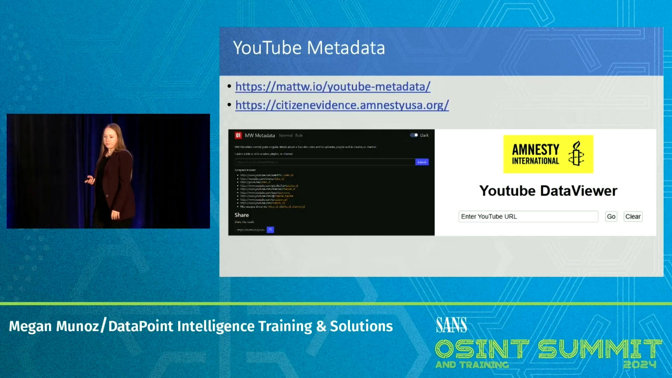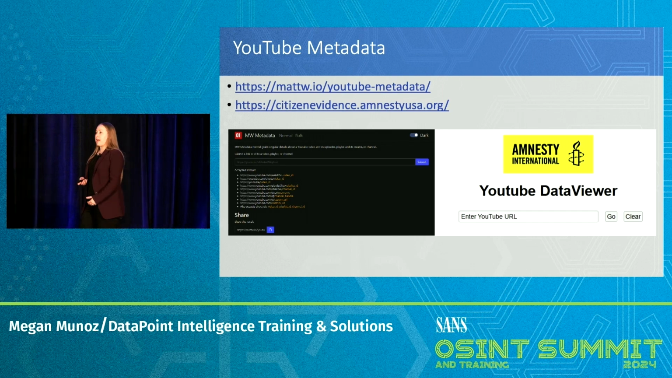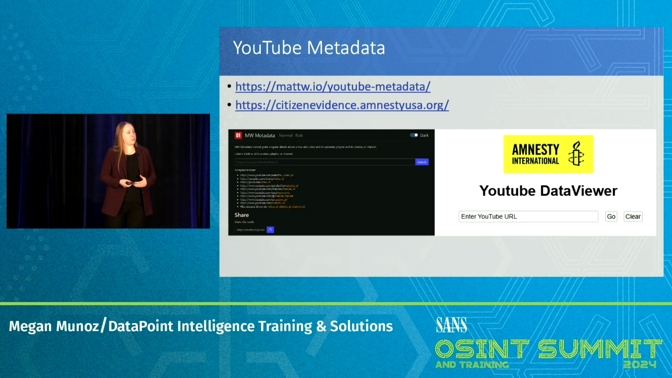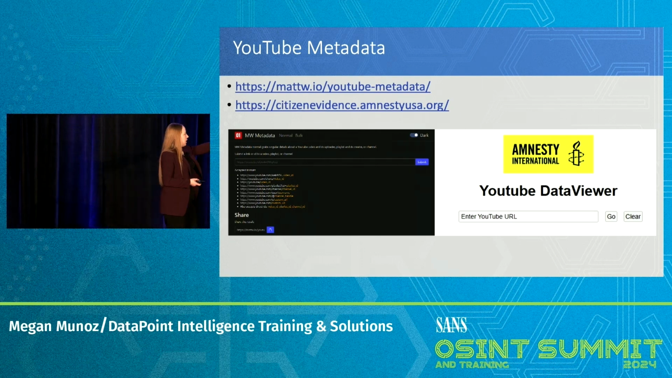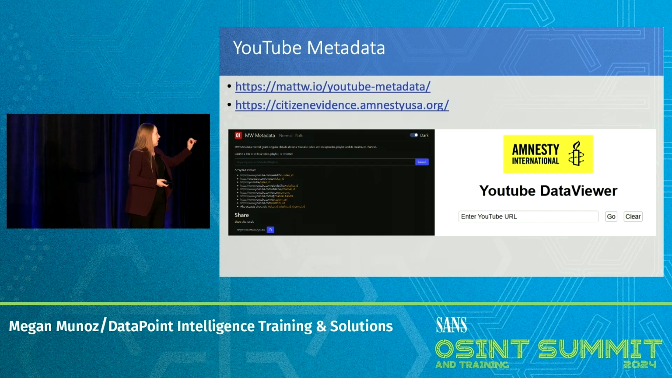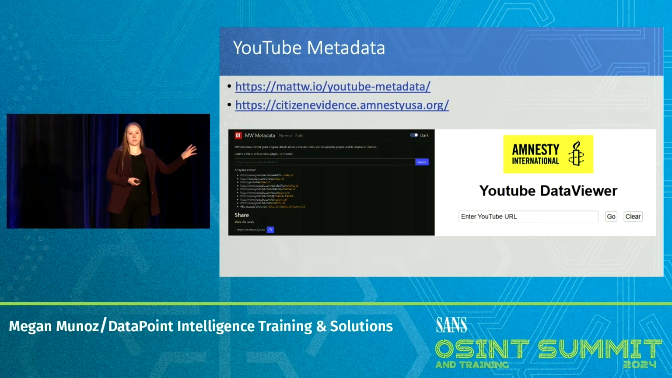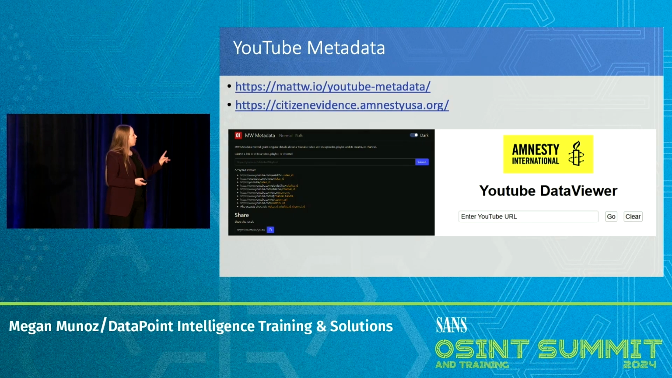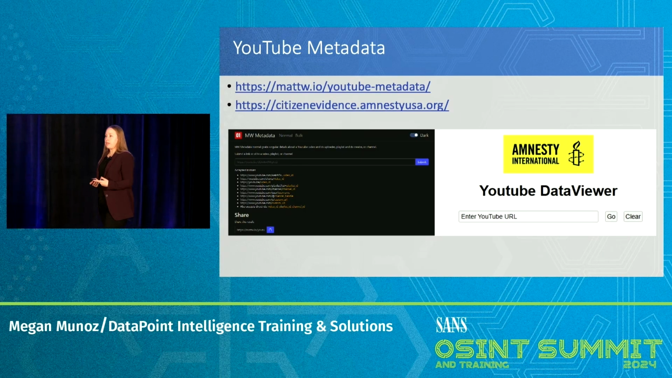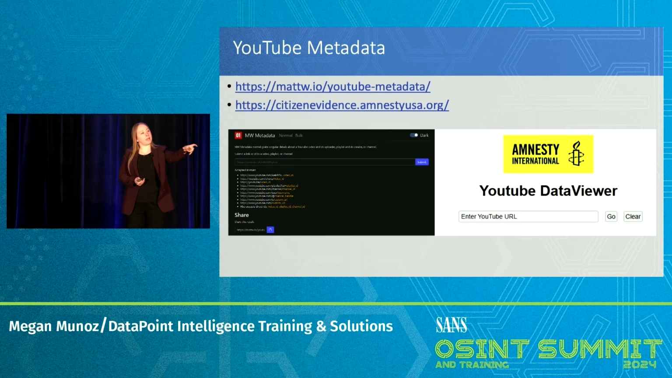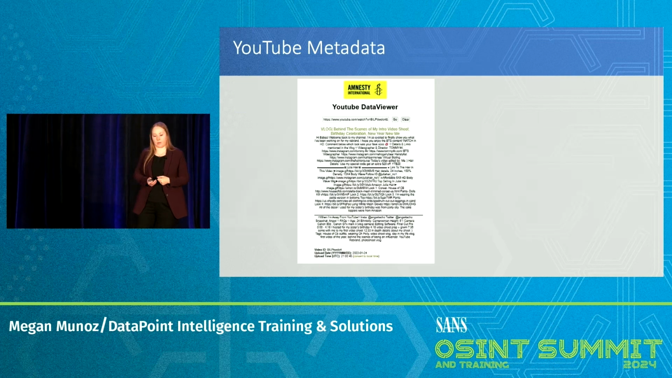So it's super easy just to click on it and go out and see the location of this information. And then let's say you get a YouTube video that you want to save and see the metadata behind it. I like to use these two tools here, mattw.io and Citizen Evidence from Amnesty International. Both of these act in pretty much the same way. I do prefer the Amnesty International one, and I'll tell you why in a second. But both of these will allow you to just copy that URL in, and it will give you all the metadata behind that particular video.